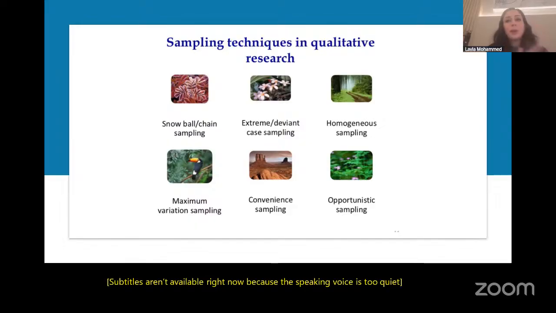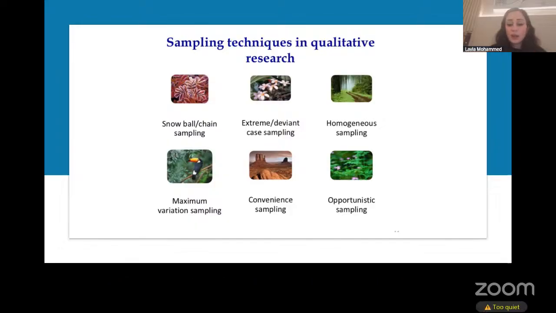Convenience sampling is perhaps you just pick people because it's convenient at that particular time. They happen to be available. They happen to fit the requirements of your research. And so you've just picked them. It's not based on gender. It's not based on age. It's not based on anything else.